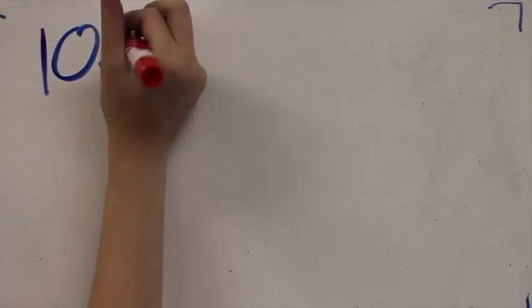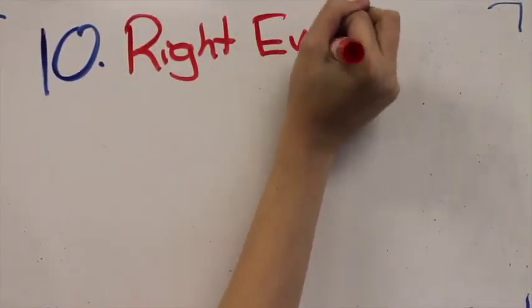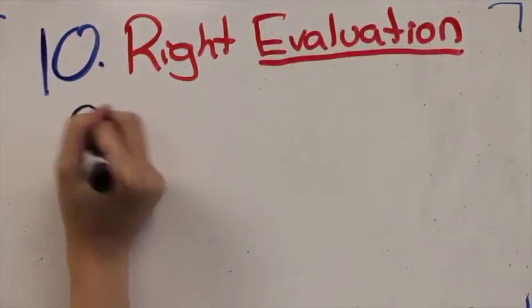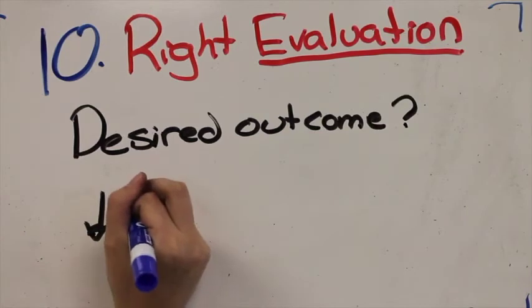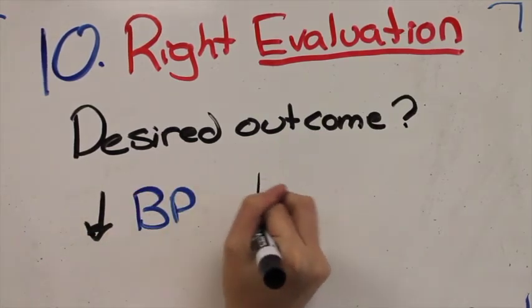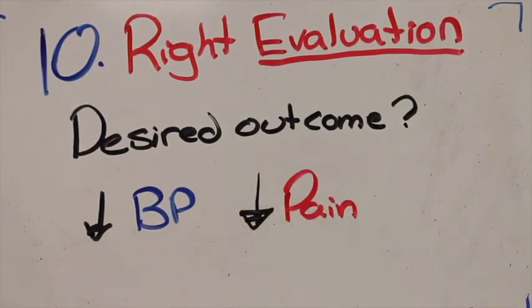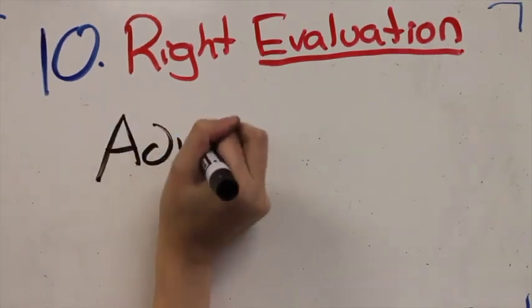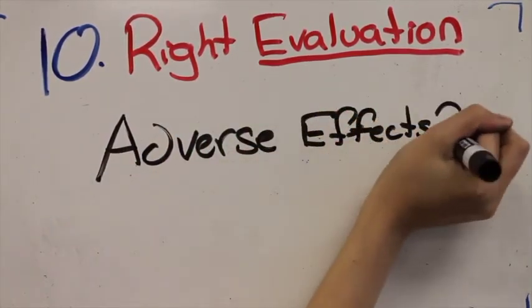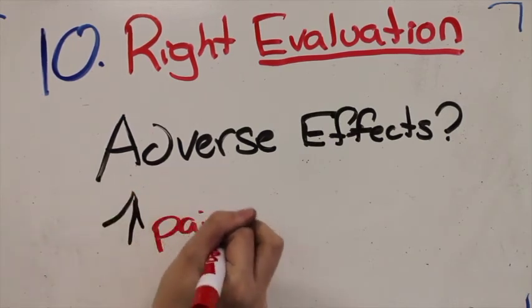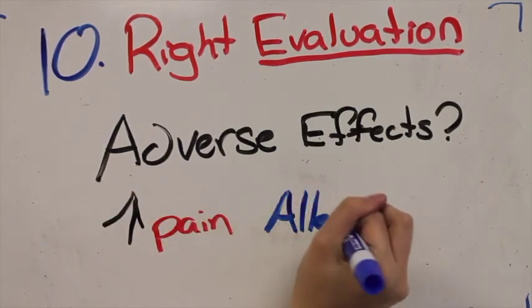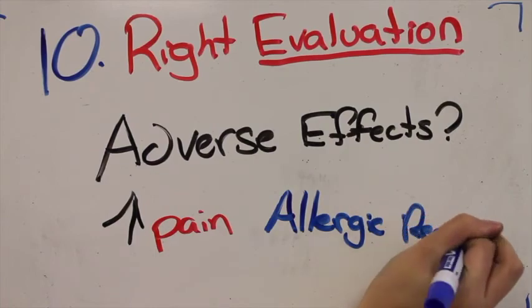The 10th right of medication administration is the right evaluation. So did the desired effects happen? Was their pain decreased? Was their blood pressure decreased? Was their heart rate decreased? Or was there an adverse effect? Did their pain increase? Did they have an allergic reaction? Did something bad happen because of this medication that was given?